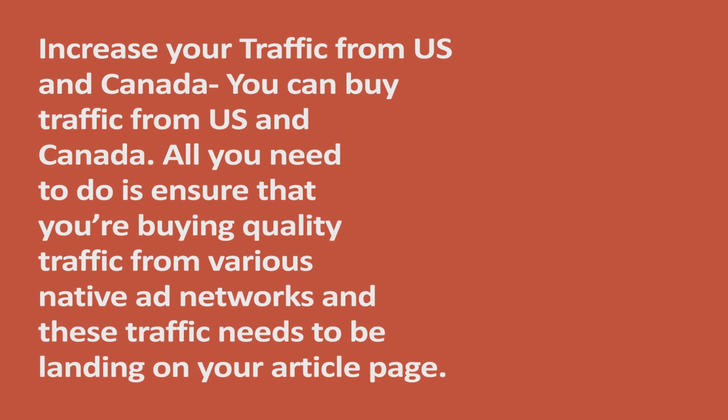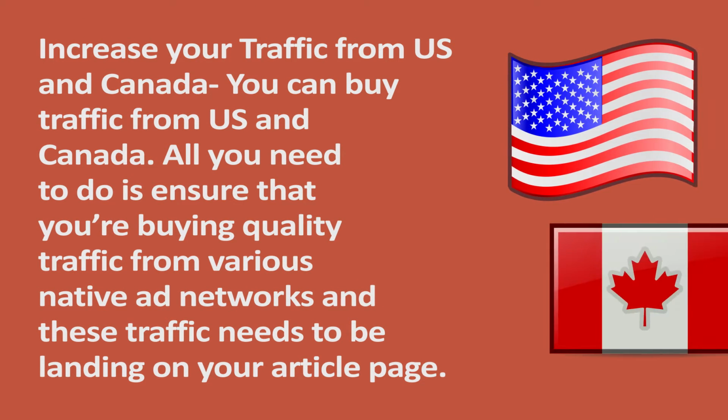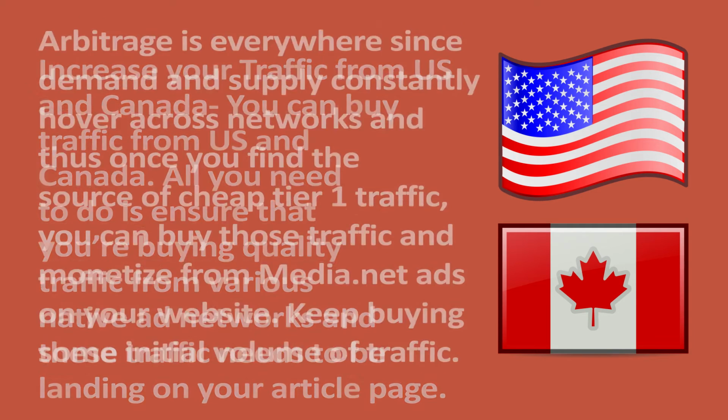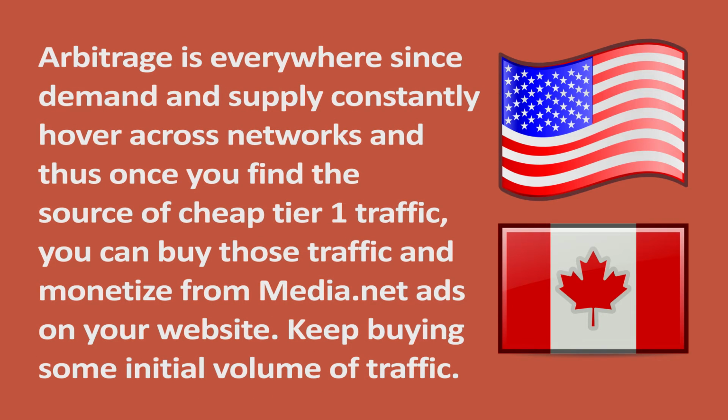First, increase your traffic from US and Canada. You can buy traffic from US and Canada. All you need to do is ensure that you're buying quality traffic from various native ad networks, and this traffic needs to be landing on your article page. Arbitrage is everything since demand and supply constantly hover across networks, and thus once you find the source of cheap tier 1 traffic, you can buy that traffic and monetize from Media.net ads on your website. Keep buying some initial volume of traffic.